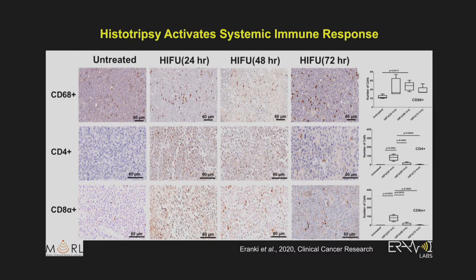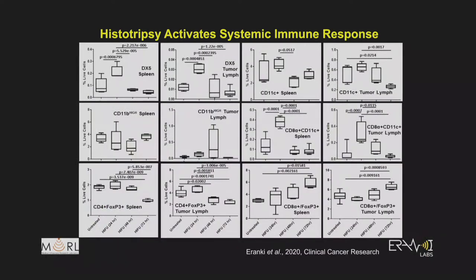You hit it with this IFU technique, you mechanically break it up, and then the infiltration significantly starts going up. So maybe we did something to the immune system. So then we asked what it is that we're doing. Again, a slightly busy slide. The top left is DX5, a pan NK marker. I don't know if it's NK or NK T cell, but it's a pan NK. But what we know for a fact is you did wake up the innate immune system in the spleen and in the draining lymph node. So something is going on there.